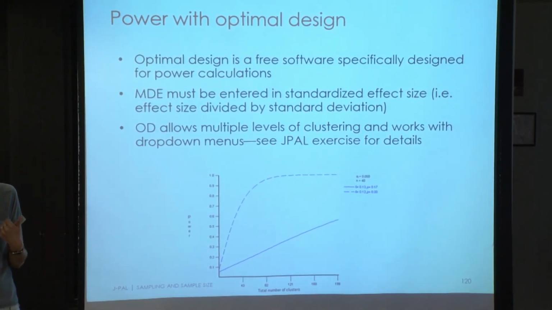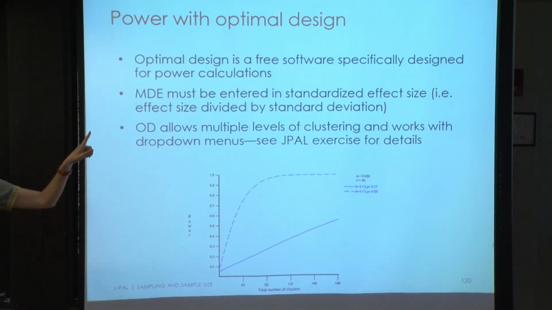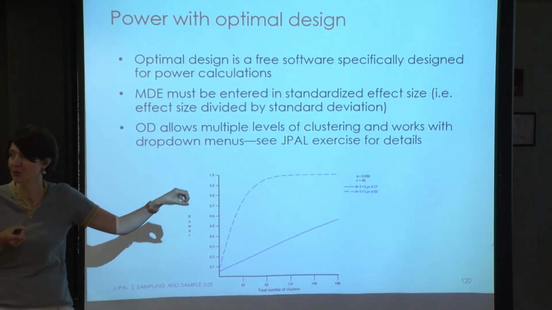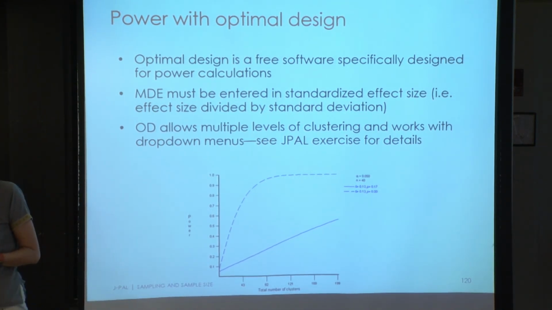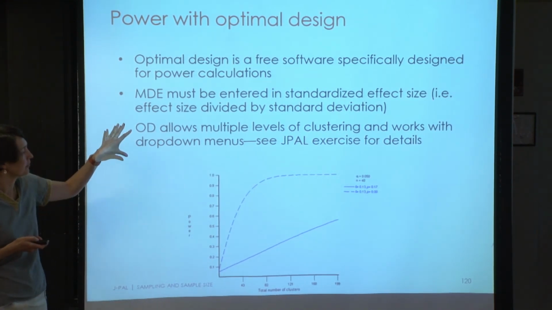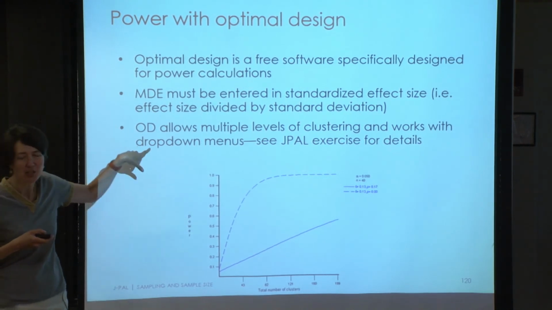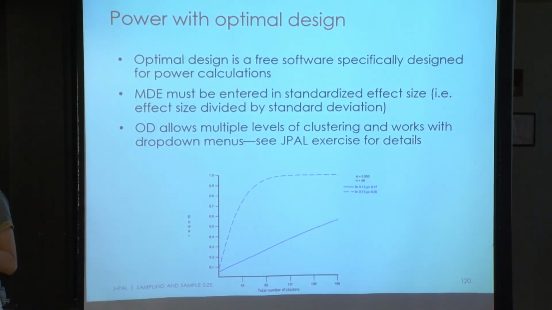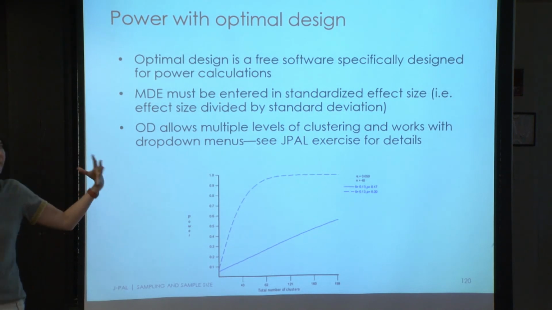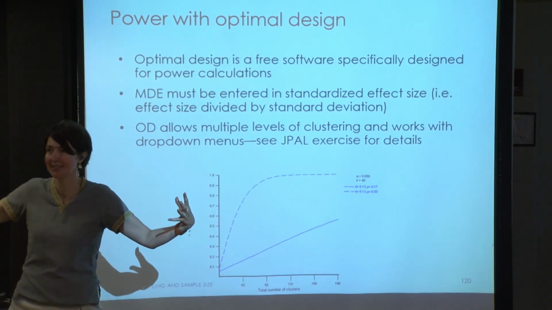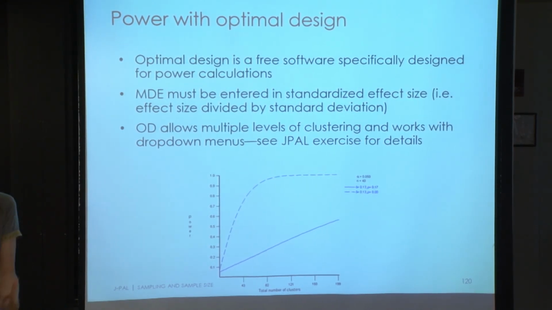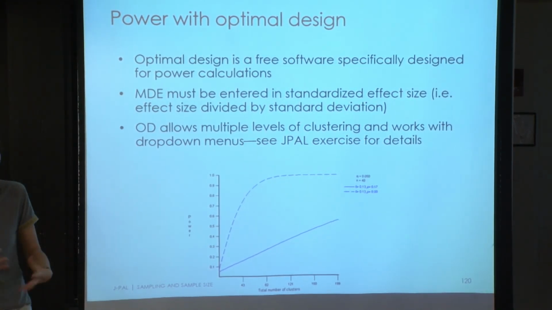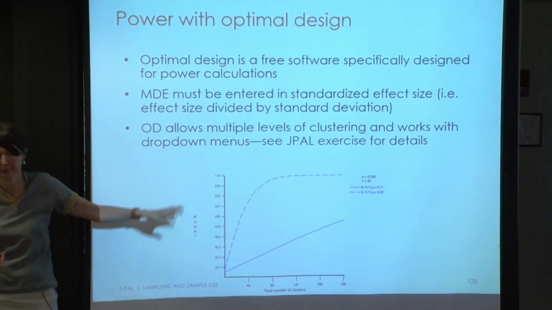MDE must be entered as a standardized effect size. So remember, the 43 and the 45, those were the test scores. They were not standardized. Here, you have to put it in standardized. The nice thing about OD, the reason I use OD, is it allows clustering at multiple levels. So I sometimes have 3 levels of clustering. I did constituency level and polling center level, and then individual. So I had data at all 3 levels, and Stata can't cope with that, but OD can.